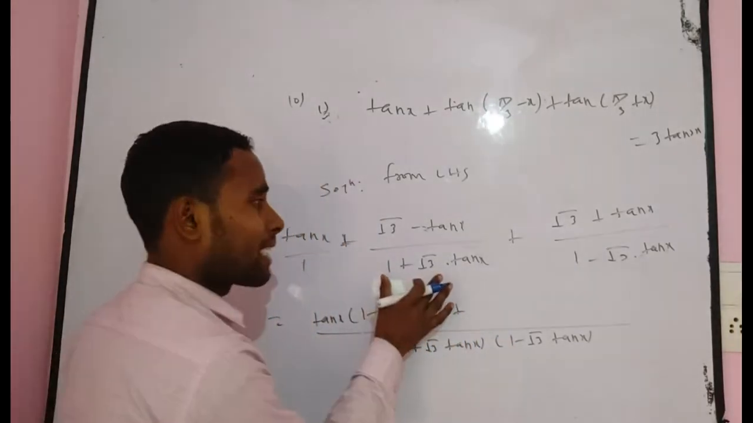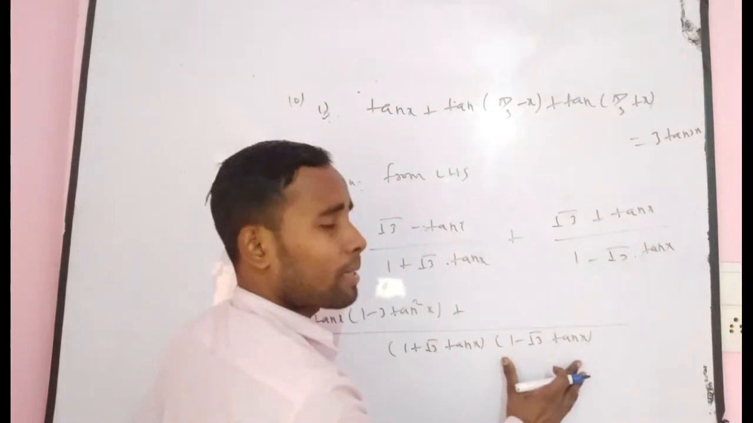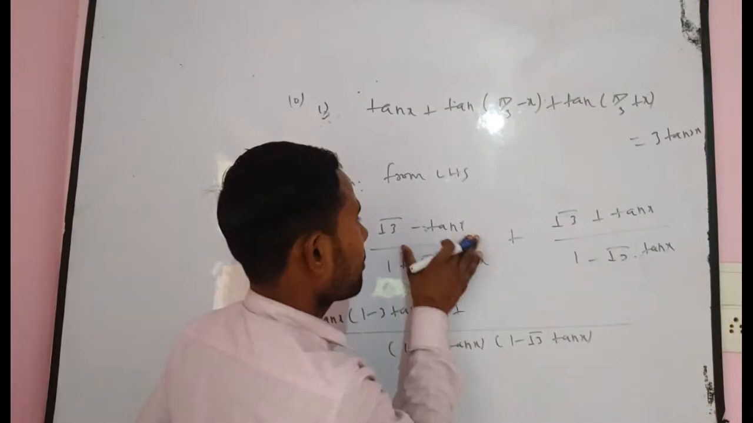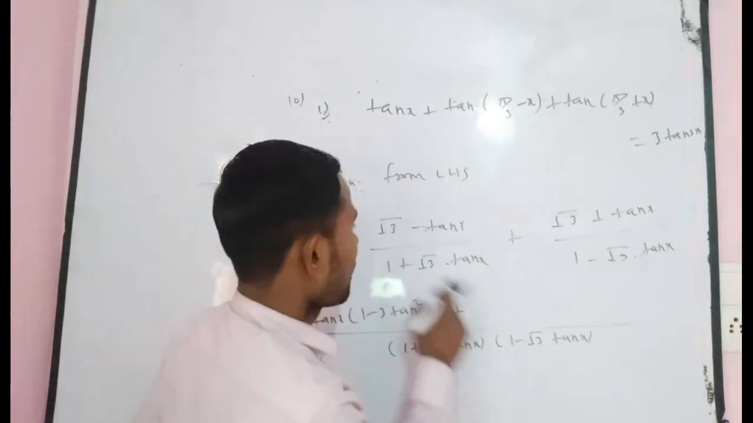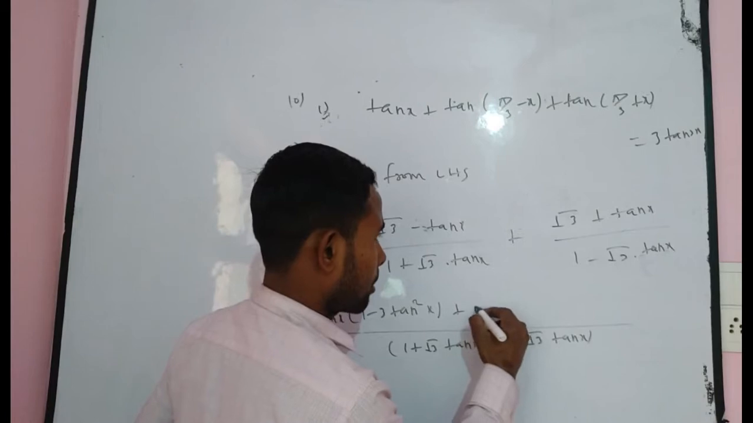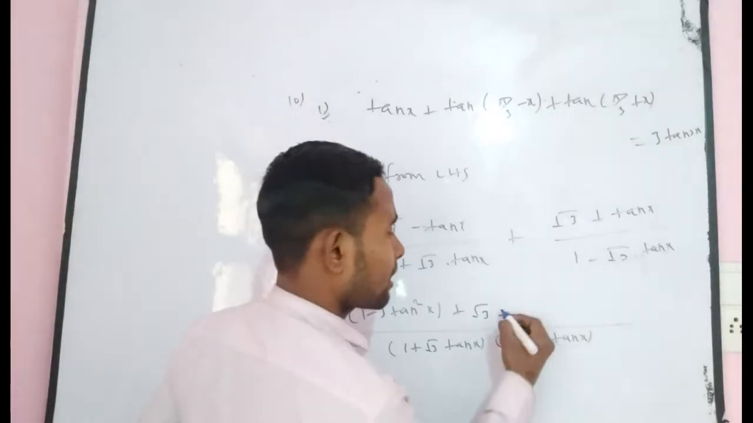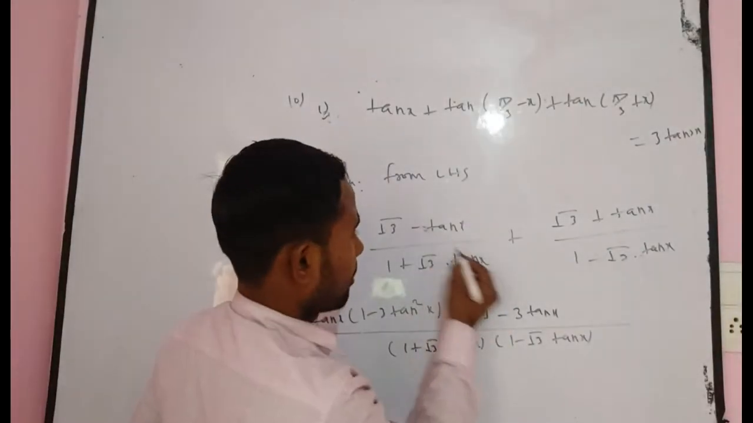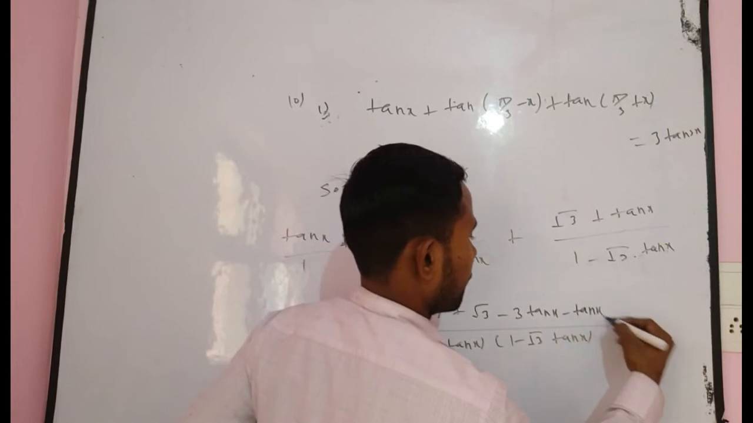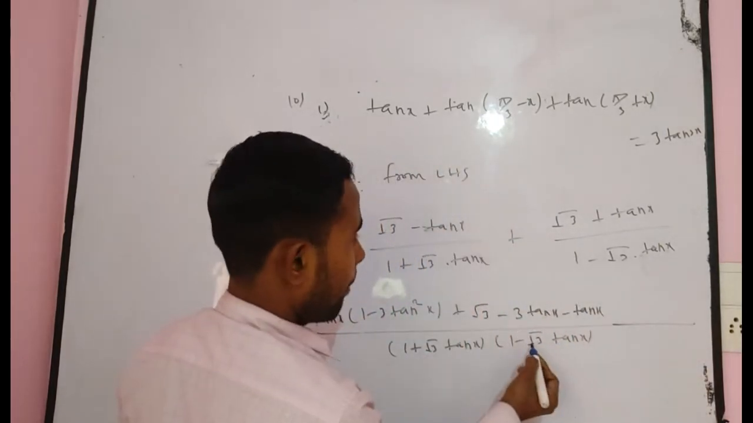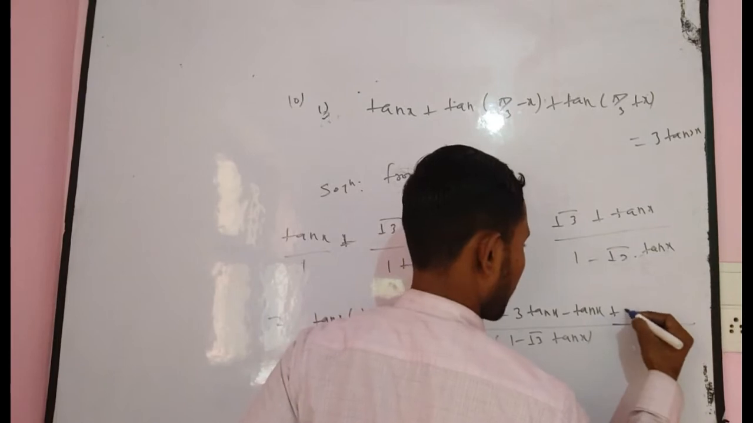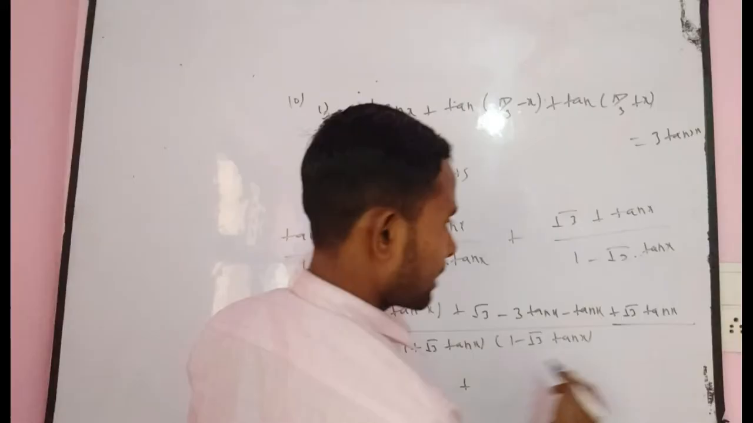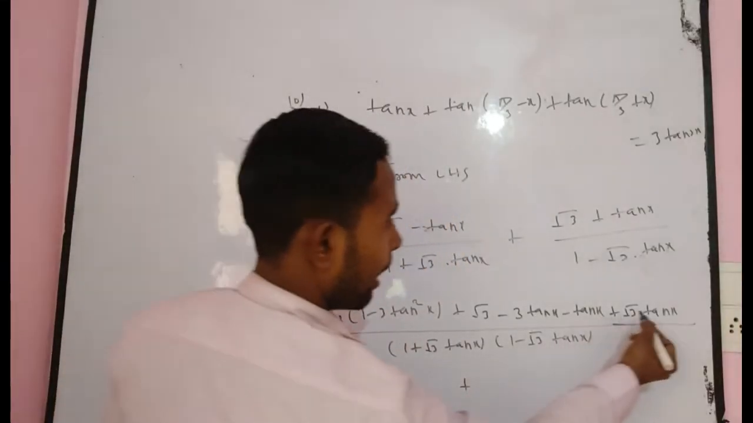Plus, here if you divide by (1 + √3 tan x), what do you get? (1 − √3 tan x). After multiplying this term to this term, that is (√3 − tan x) into (1 − √3 tan x), you get √3 minus √3 into √3 tan x, that means 3 tan x, minus tan x, plus 3√3 tan² x. Can you write? Similarly, plus, there is no space, so I will write after this.